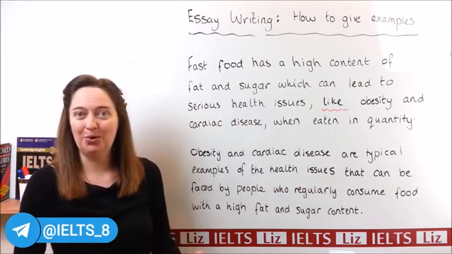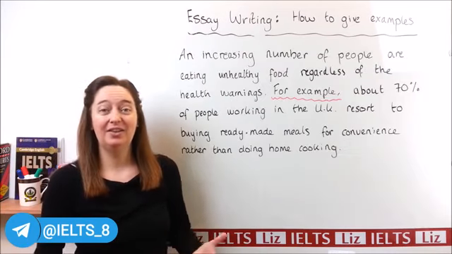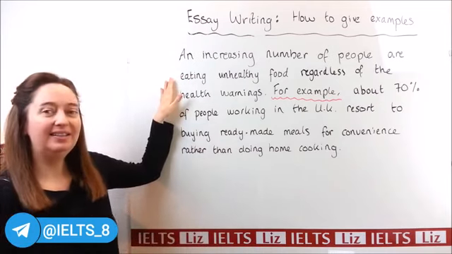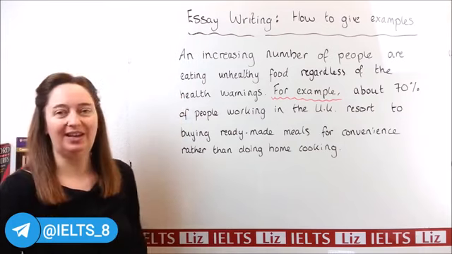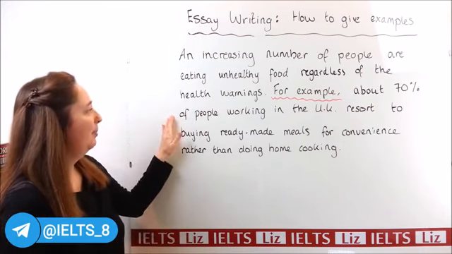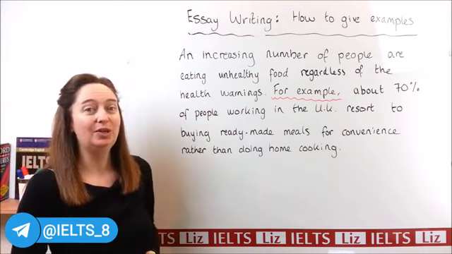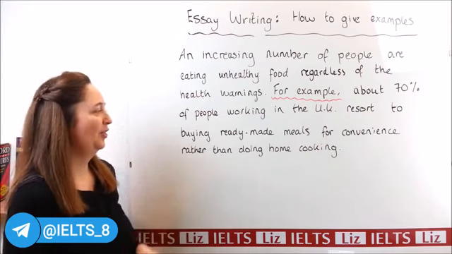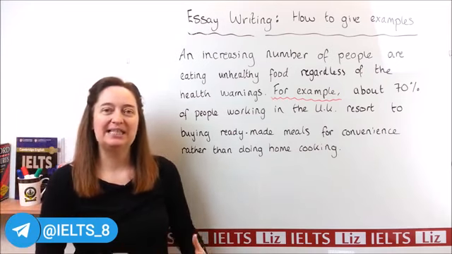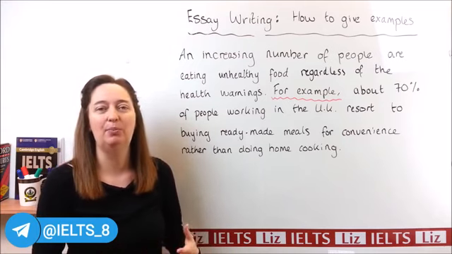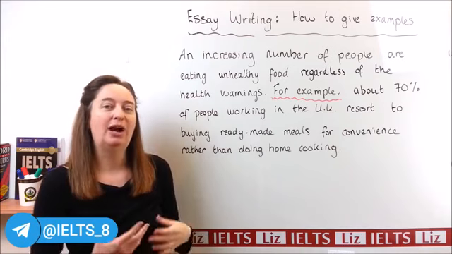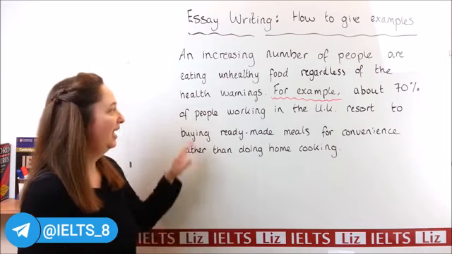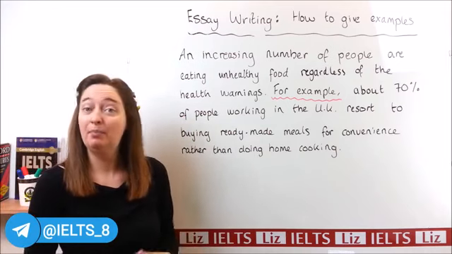Now let's have a look at some more ways that we can give examples. Another way to give examples. An increasing number of people are eating unhealthy food, regardless of the health warnings. For example, about 70% of people working in the UK resort to buying ready-made meals for convenience rather than doing home cooking. So what you can see here is rather than just giving an example to explain a word, what we're actually doing is giving a whole sentence as an example. And often that will contain statistics, but not always.